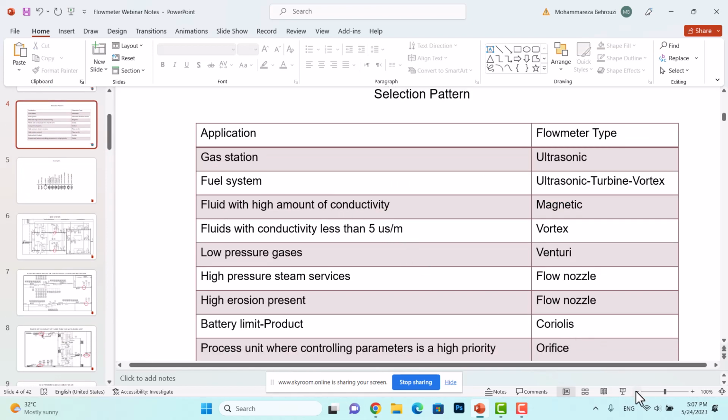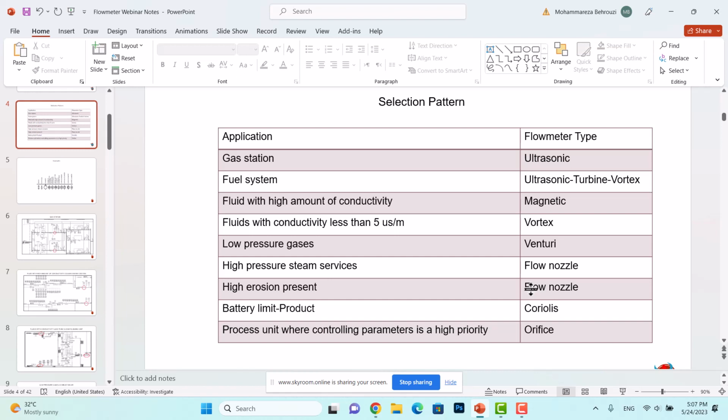The first step, as I stated, is the selection pattern. A piece of advice, not just for this webinar and not just for flowmeters: if you want to get on top of a field of process engineering or general engineering, try to find some patterns. If you are dealing with material selection, of course there are patterns. So try to find that pattern and get on top of that subject. The same happens to flowmeters.